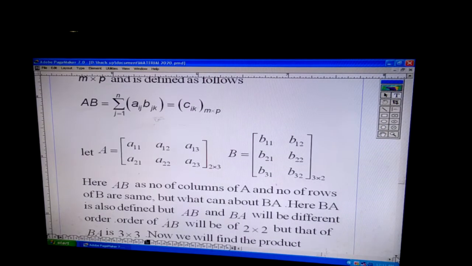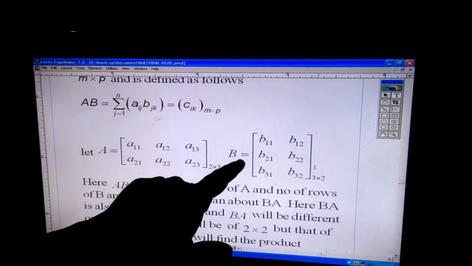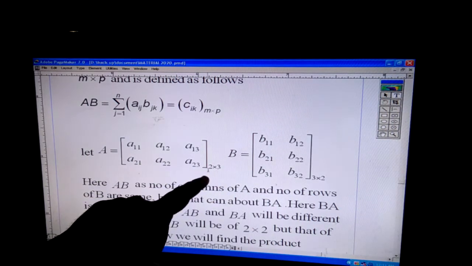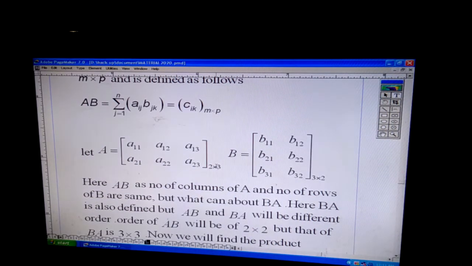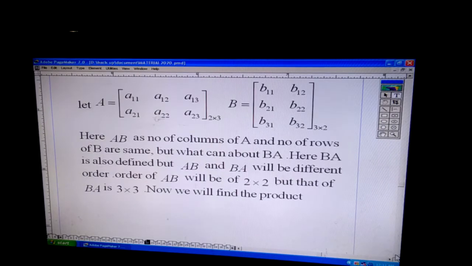Take an example here. A equal to A11, A12, 1, 3. Here it is a 2 by 3 matrix and B is a 3 by 2 matrix. So for A into B, 2 by 3 means its number of columns is 3, and the number of rows of B is 3. So here we can multiply A into B, as the number of columns of A and the number of rows of B are the same.